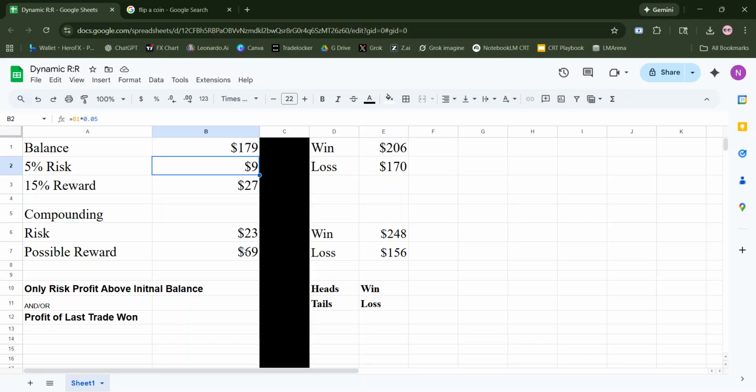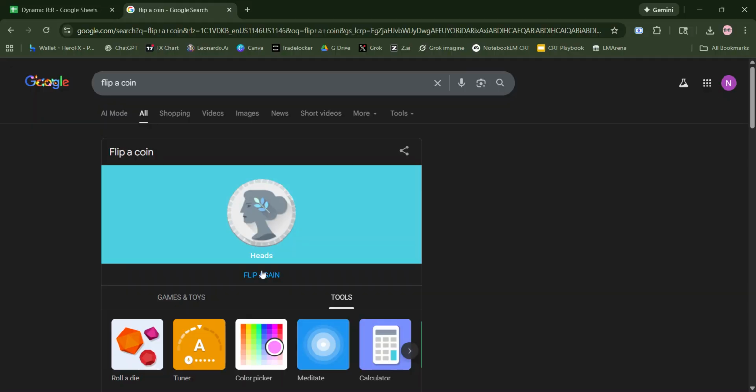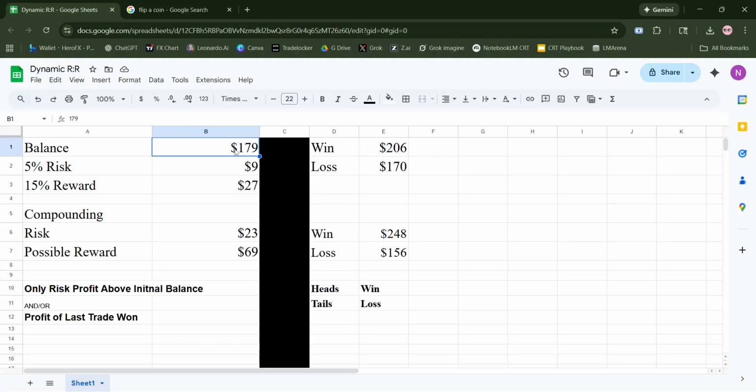It's still 1-3. If I win, 248. If I lose, 156. I flip the coin, take another trade, quote unquote. I won. My new balance is 248. All profit. And now what do I do? I go back to risking 5%, $12. Right? Okay, that's how you have to approach it. So I really hope that makes sense to you. Okay, but that's how you have to look at it.